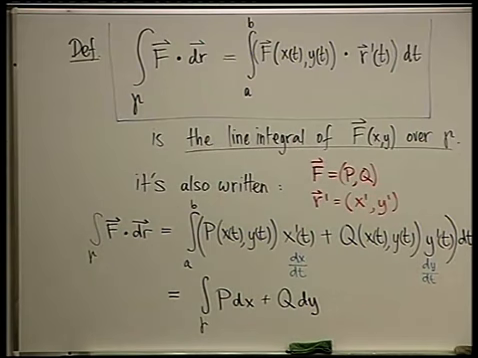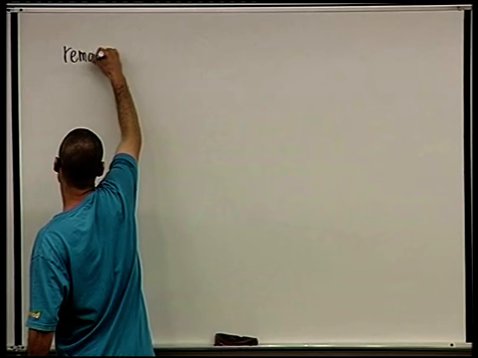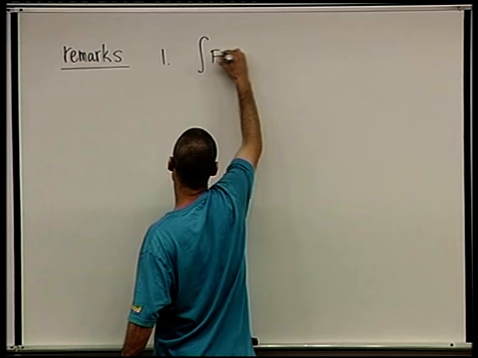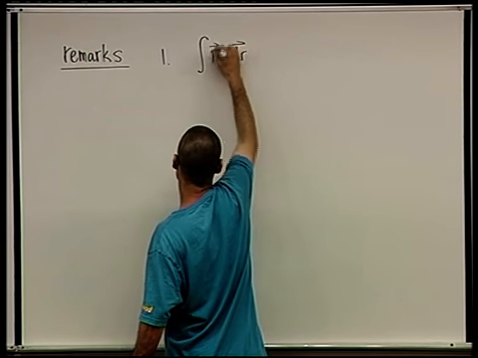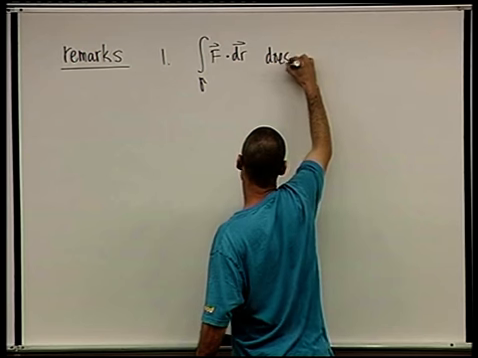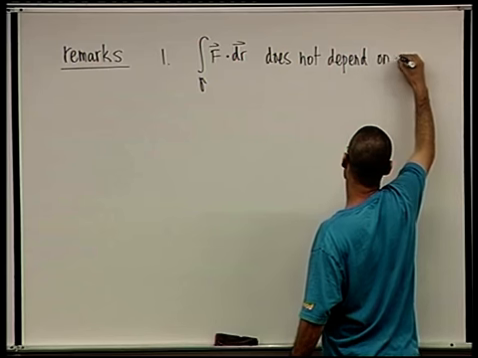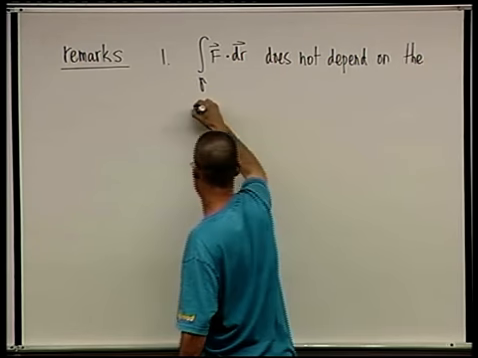First remark is that it doesn't depend on the parametrization. That again is something that requires proof. It's not something you can just look at and say, obviously it doesn't depend on the parametrization. It requires proof, but we're not going to do that proof. So remarks. 1, the integral of f dot dr does not depend on the choice of parametrization.